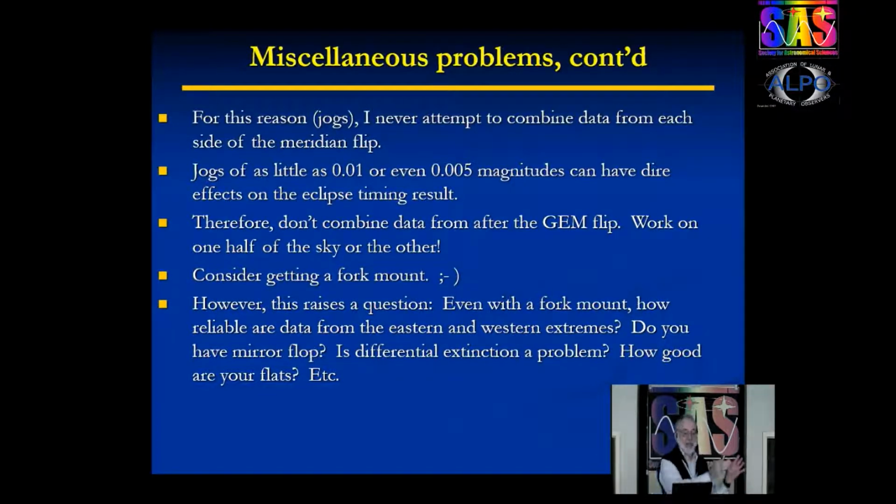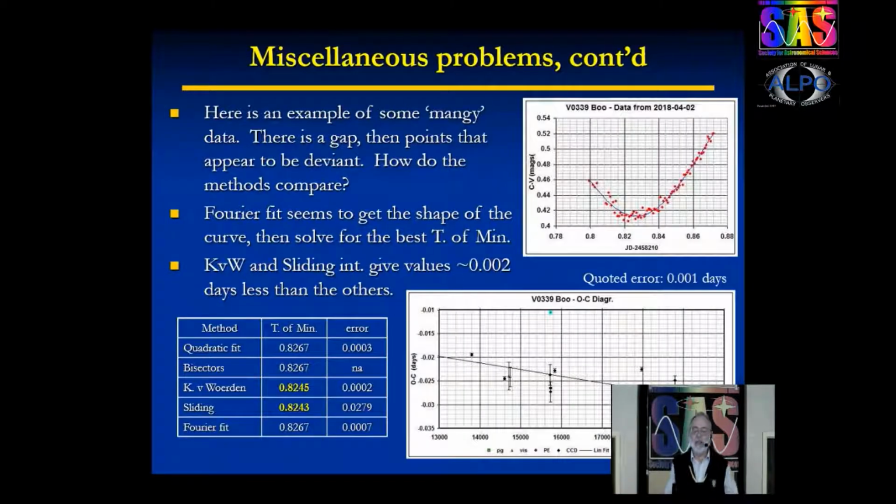Are you sure that the images you take over in this part of the sky are comparable to the images you take over there? If you've got mirror flop, it might be a bit of a problem. I think my telescope has a mirror flop, and I should attend to that. So I'm probably going to have a down period this summer, and I'll do some real maintenance on it. That's probably a good idea. So anyway, it's good to think about these things.